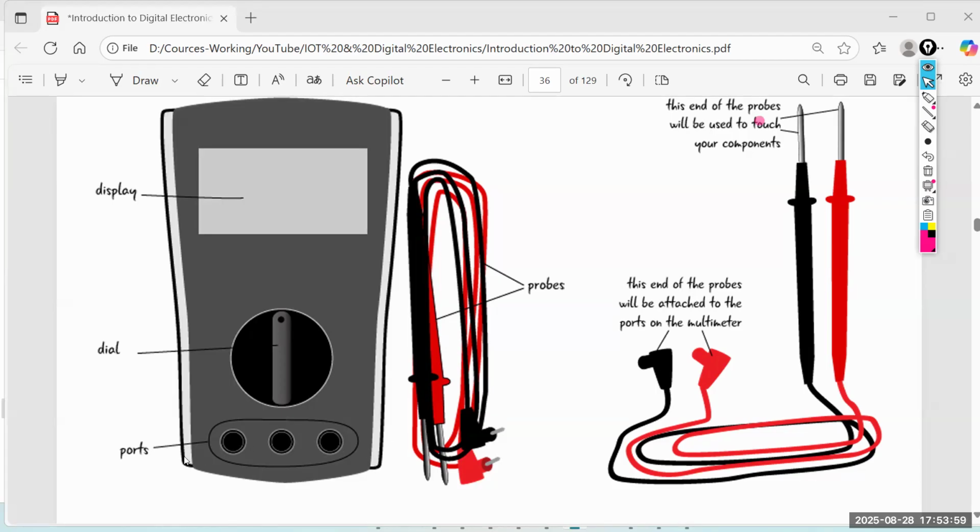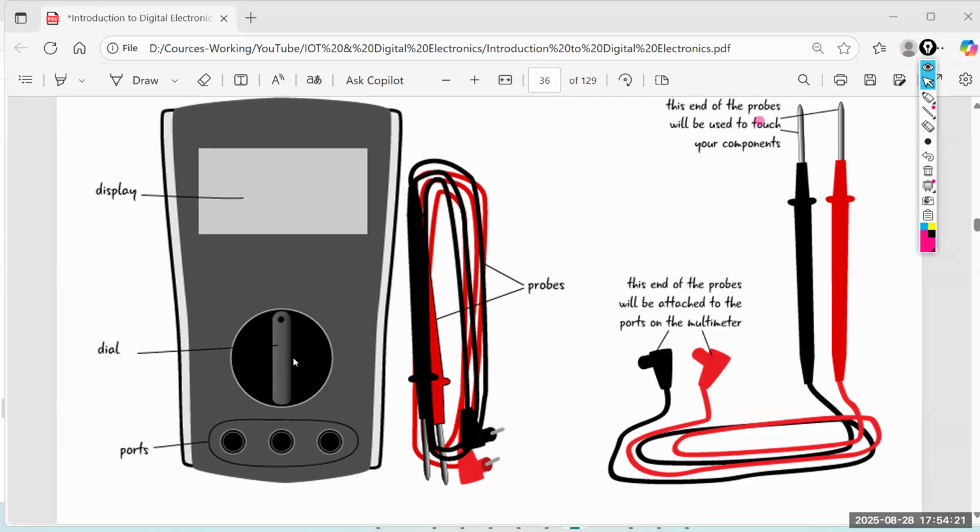So there are 3 ports, but you have two of these. How do you call it? Probes. Okay, so you need to connect to the correct slots or correct ports, because there are 3 ports and 2 probes. Okay, and also there's a dial.